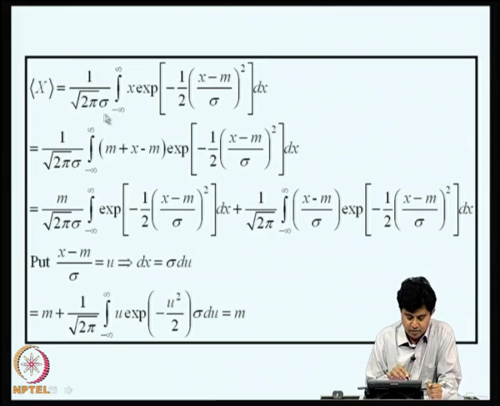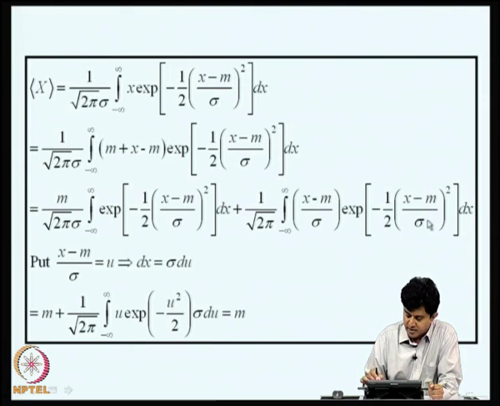So this is 1 by square root of 2 pi sigma, integral from minus infinity to infinity of x times exponential of this, dx. So what I do here, x I write as m plus (x minus m). The first term, m, is taken outside, and this integral, excepting the term m, is 1 because area under the probability density function is 1, that is one of the axioms of probability, and the remaining term is (x minus m) by sigma into this.